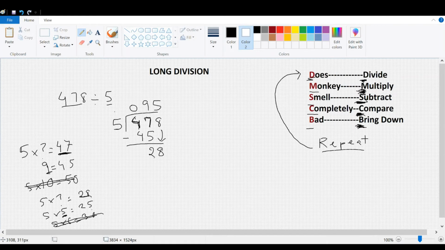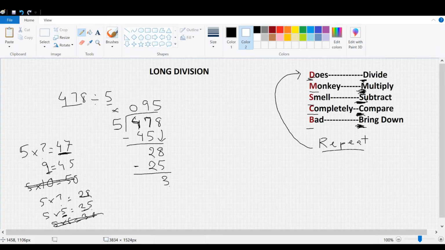Now we multiply. 5 times 5 is 25. We already saw that. Then we move on to subtract. 8 take away 5 is 3. Now compare. Is 3 less than 5? Yes, it is.